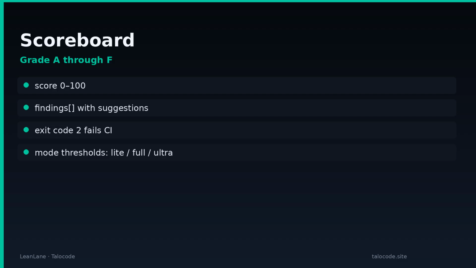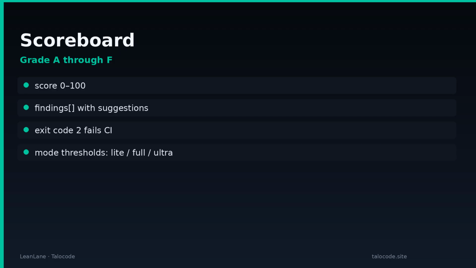Next, measure what was written. Command: leanlane score --git. LeanLane reads staged and unstaged unified diffs. It counts files touched, lines added, lines deleted, net lines, new files, new dependencies, abstraction signals, and bloat signals. It emits findings with severity, path, line, snippet, and suggestion. It computes a score from 0 to 100 and a letter grade from A to F. Exit code 2 means the change failed the mode threshold. That is perfect for continuous integration.